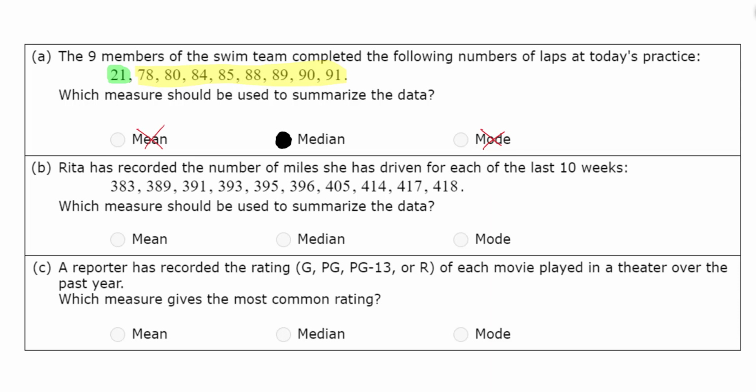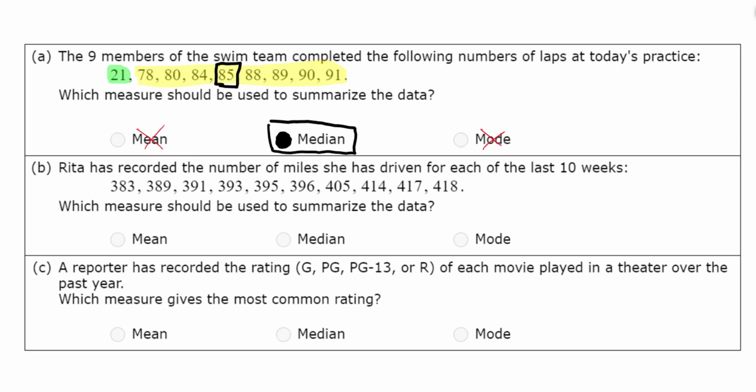The median is basically the middle number. And since there's 9 numbers in this data, I know the middle number would be 1, 2, 3, 4, 5. This number right here, 85. You can see that's the middle because on the left of 85, there's 4 numbers, and to the right of 85, there's also 4 numbers. So the median is the middle. And the 85 best represents this data because most of the numbers are pretty close to 85. So the best representative of this data would be the median.